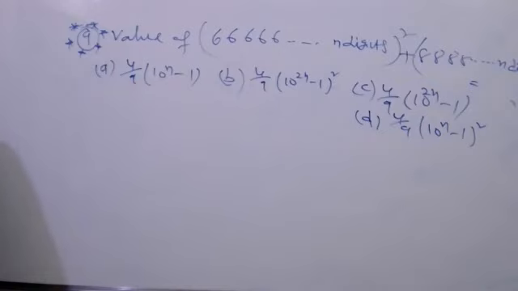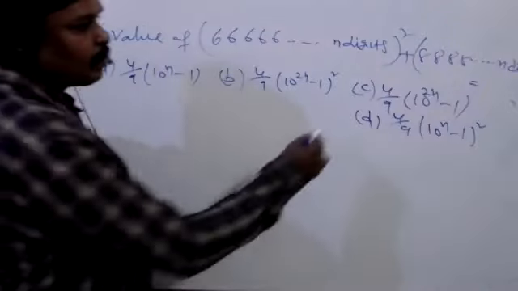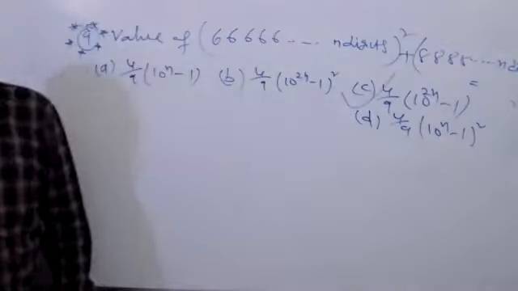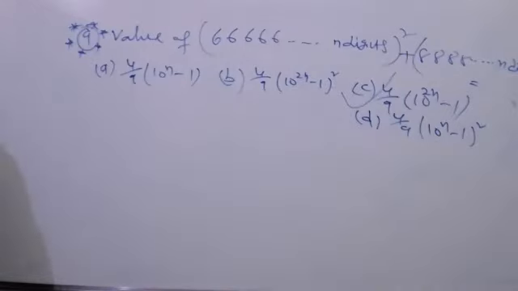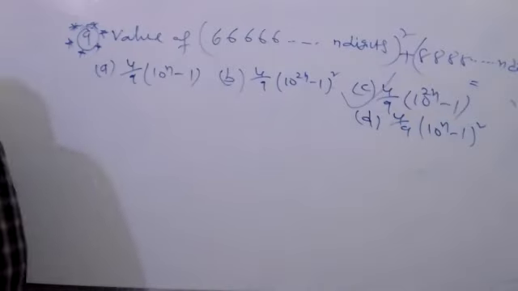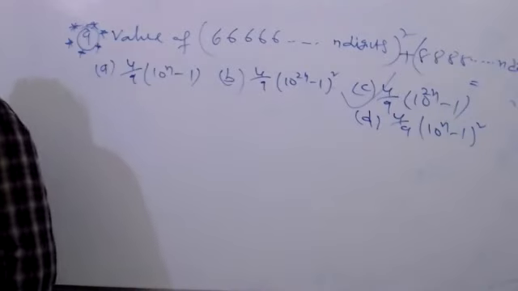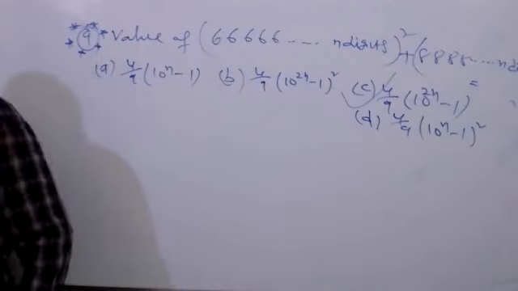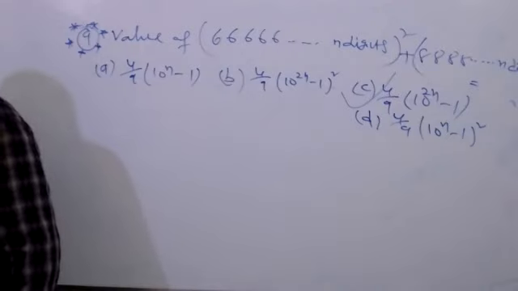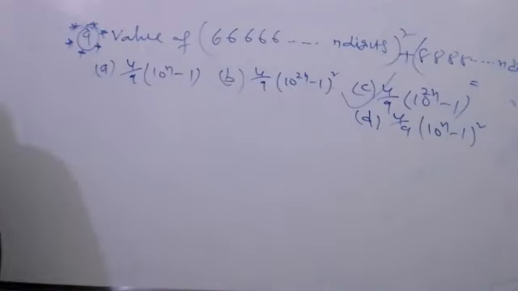Sir, option C. Option C. Yes, correct. Also 44444 n digits, 88888 n digits, at last one 9 is kept. Then that is a perfect square using this concept itself. Okay.